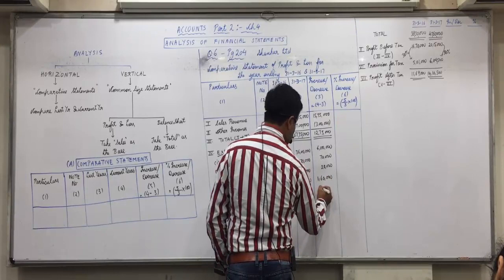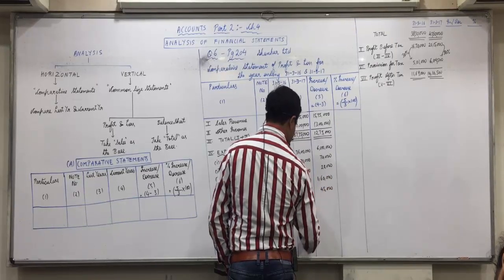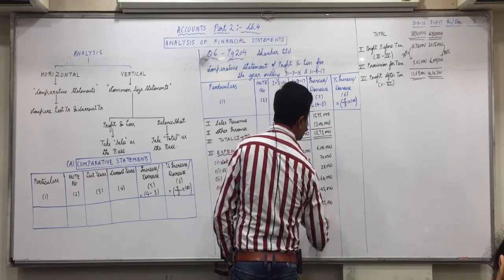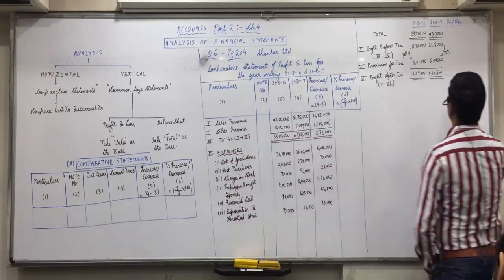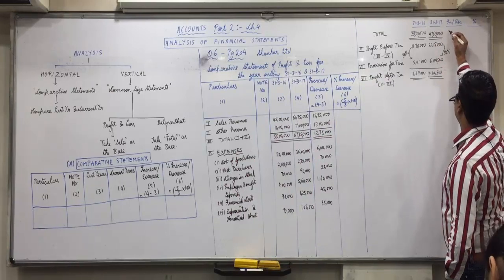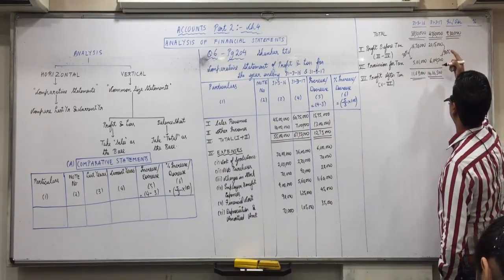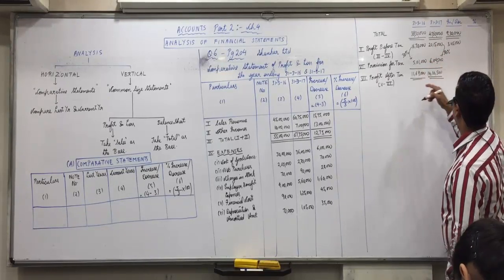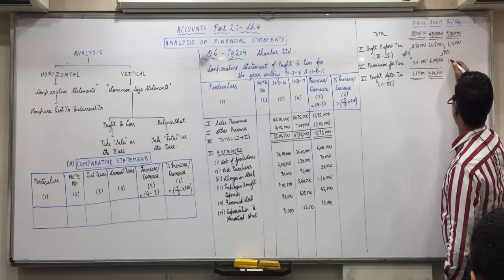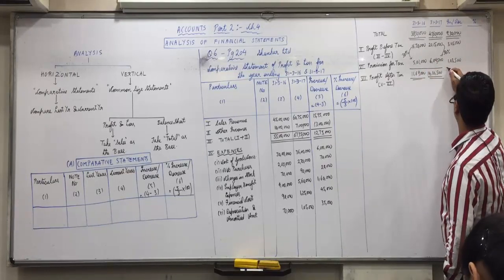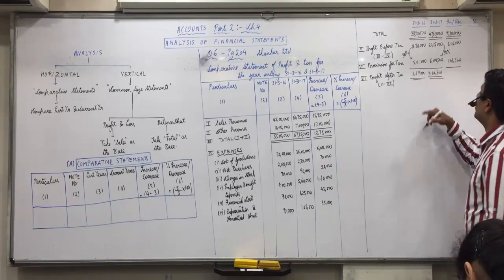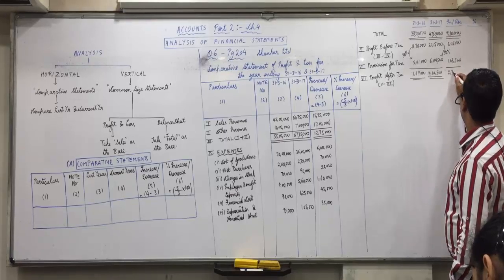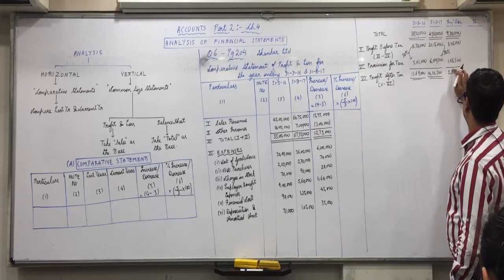1 lakh 35,000 minus 90,000, 45,000. 1 lakh 5,000 minus 70,000, 35,000. 47 lakh 60,000 minus 38 lakh 30,000, 9 lakh 30,000. 20 lakh 15,000 minus 16 lakh 70,000, 3 lakh 45,000. 6 lakh 4,500 minus 5 lakh 1,000, 1 lakh 3,500. 14 lakh 10,500 minus 11 lakh 69,000, 2 lakh 41,500.